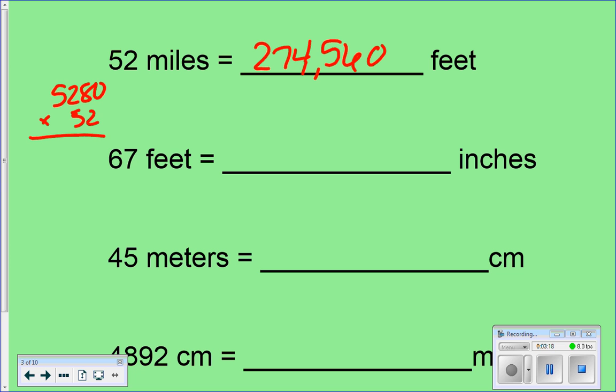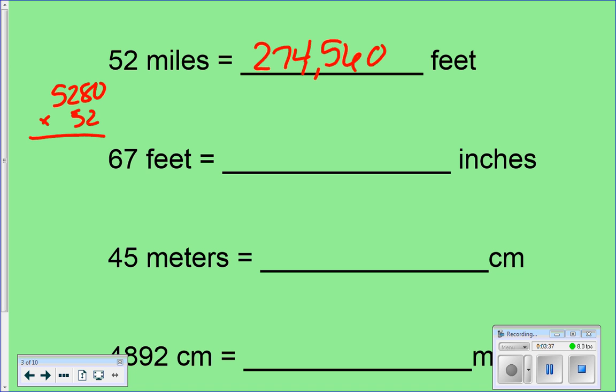That's a long ways. That's like from my house to Sioux City. 274,000 feet. That's crazy, isn't it? Remember, a foot's just 12 inches. That's 200,000 of them from my house to Sioux City. That's crazy.